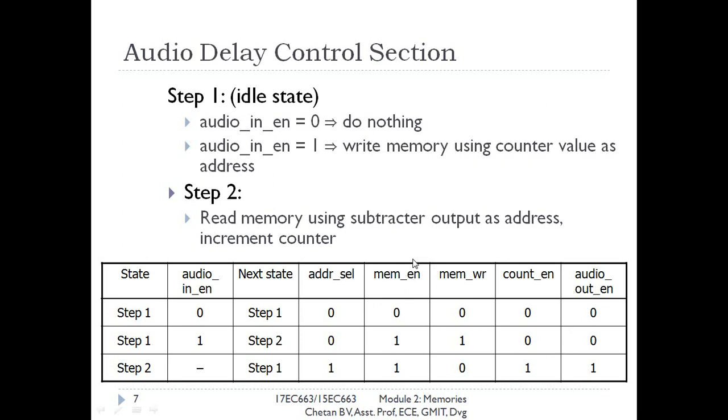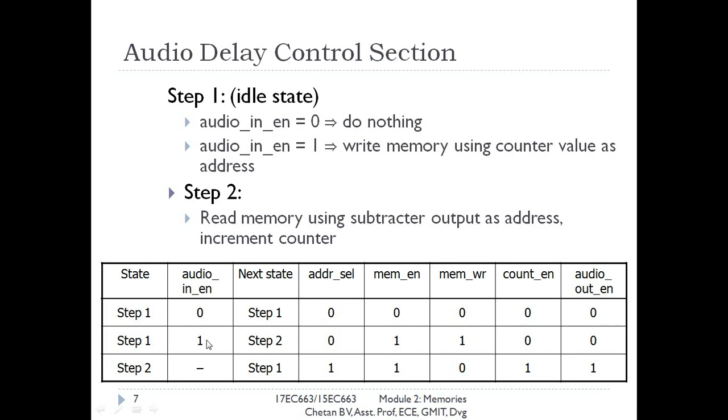Coming to the output function table, in step 1, as long as audio in enable is 0, meaning as long as no audio sample has arrived, the select line, the enable signal of memory, the write signal of memory, count enable of the counter, and audio out enable will all be zeros. So the values of these inputs of the data path will be provided by this control section. In the idle state, all these will be zeros.